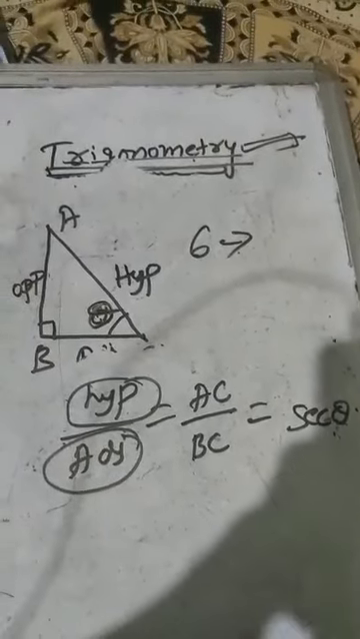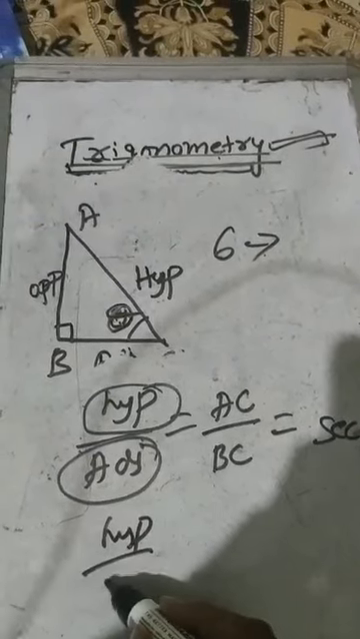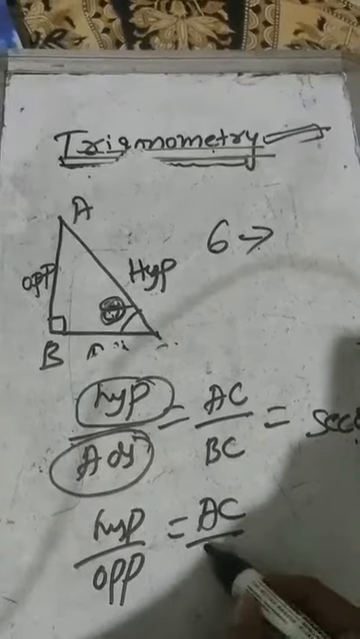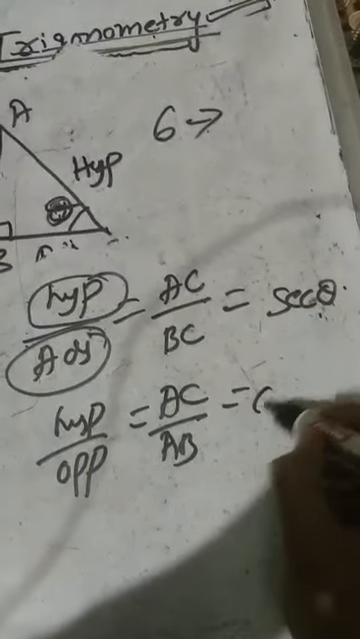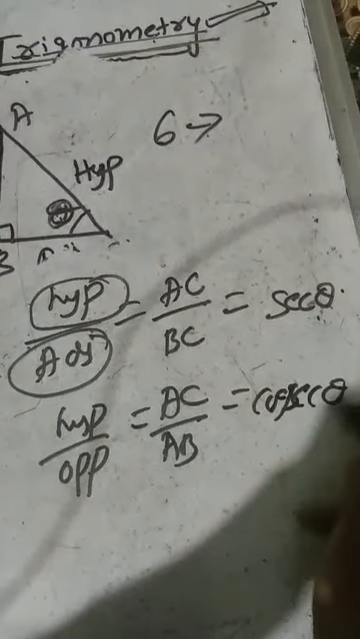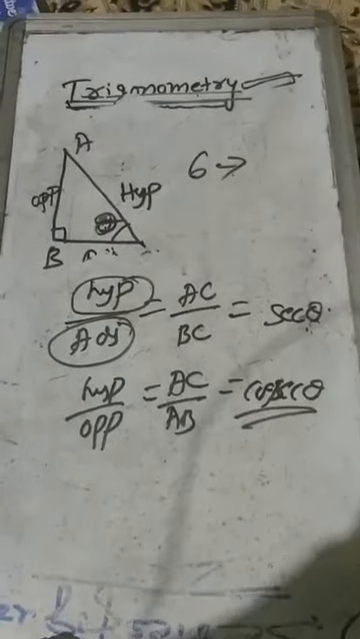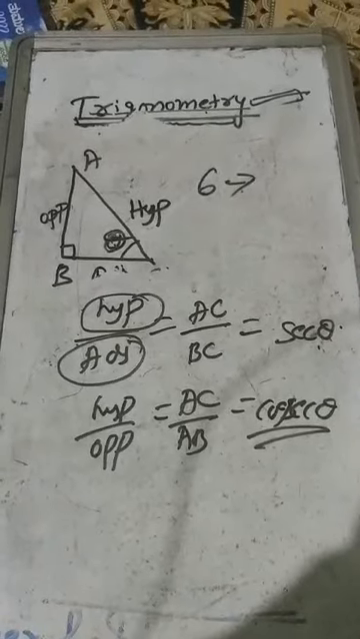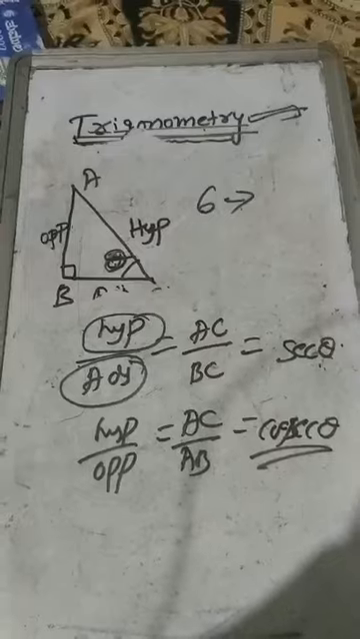Next, the last ratio is hypotenuse by opposite. Hypotenuse is AC. What is opposite here? AB. The ratio of hypotenuse to opposite we call cosecant theta, simply cosec theta. Here we have discussed the 6 trigonometric ratios. These trigonometric ratios are very important in your 10th standard.